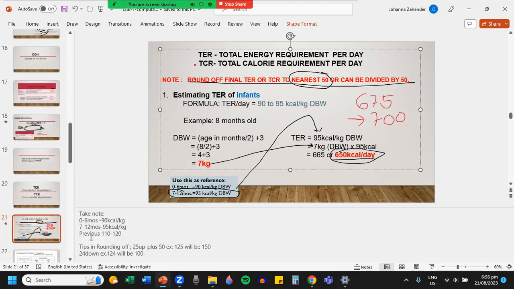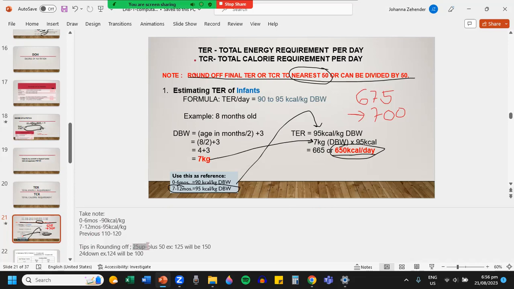Okay, there is a tip in rounding off. For 25 and above, you're going to add 50. For example, for 125, this will be 150. Now, what if the last two digits are 24 or below? For example, 124 will be rounded down to 100 instead. So take note of this one.